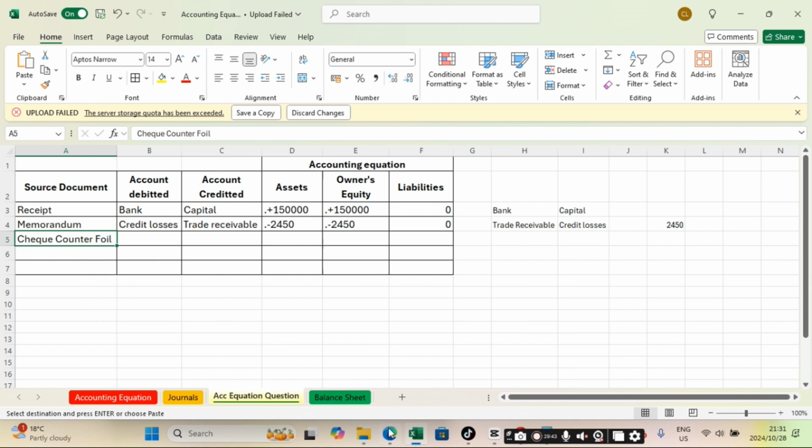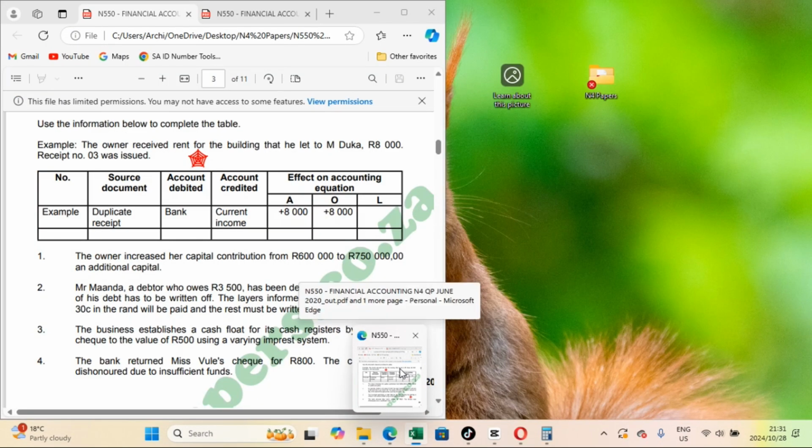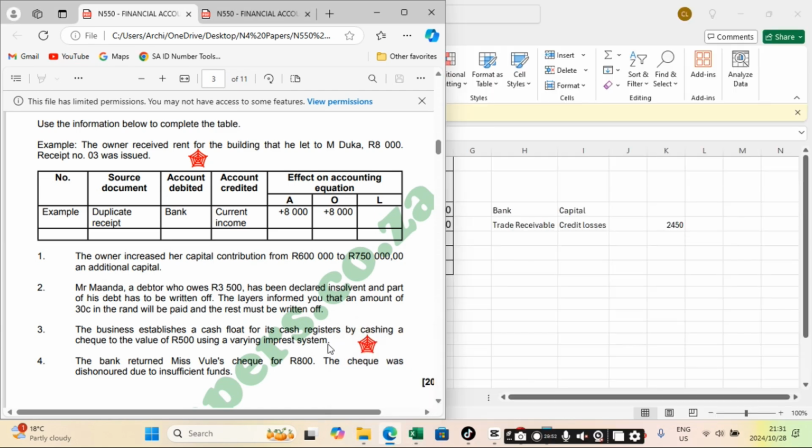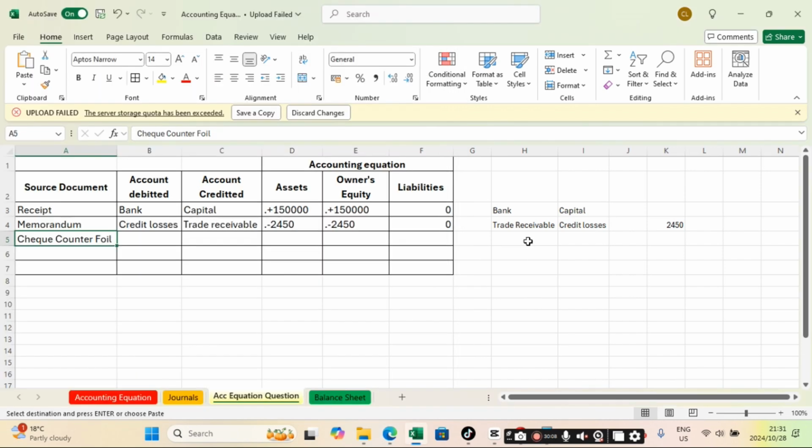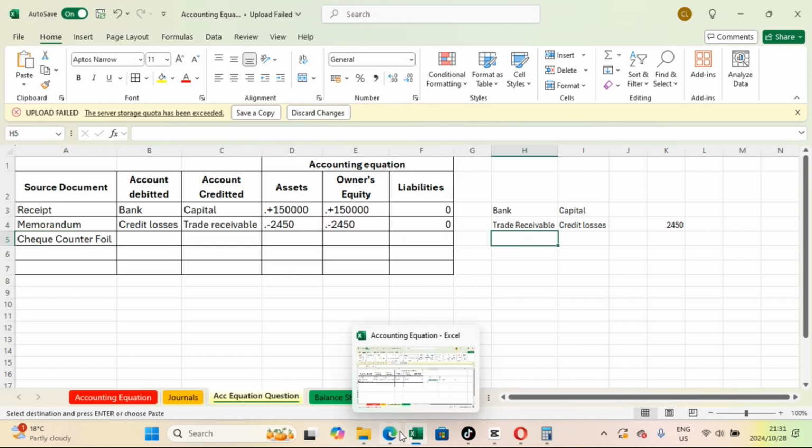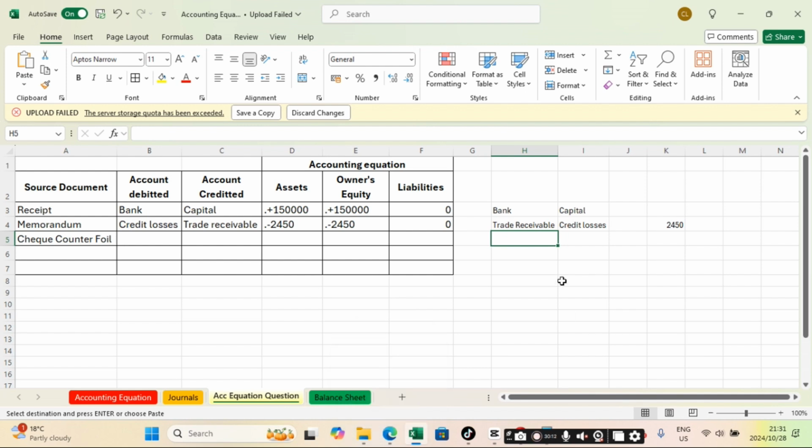Okay, so what does the transaction say? The business establishes a cash float for its cash registers by cashing a check to the value of 500 to cash float. Now we need to know which two accounts will be affected. We're cashing a check to, where is the check going to? It's going to our cash float, so cash float will be affected.